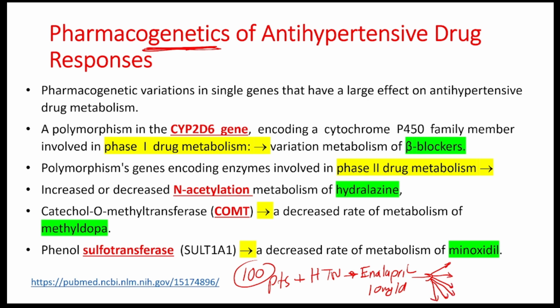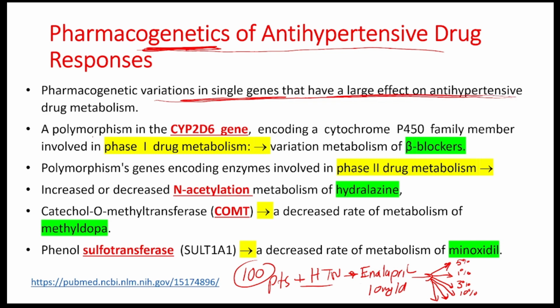So when you have 100 patients suffering from hypertension and you prescribe enalapril 10 milligrams, you are going to have different responses. Let me say the first one decreased blood pressure by 5%, another one 1%, another 3%, another 10%. So you have different responses towards enalapril, and they say this is related to the pharmacogenetics of antihypertensive medication. We have variation in single genes that may influence the effect of antihypertensive medication.